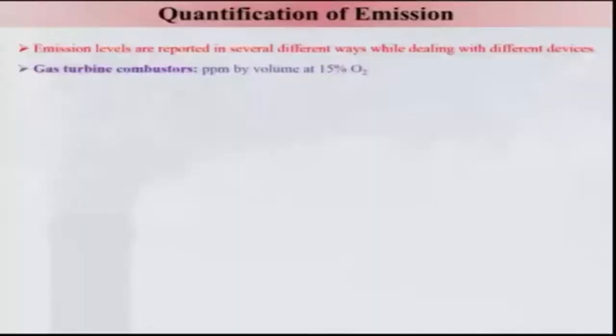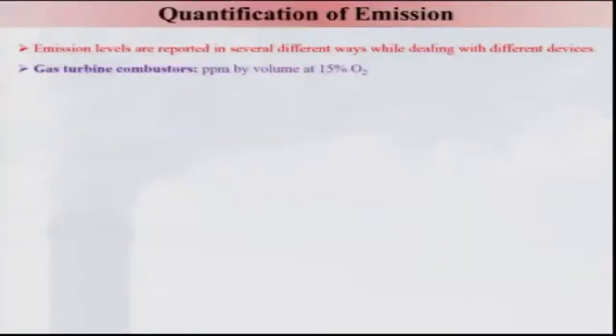For example, for gas turbine engines, people express the emission level as ppm, which means parts per million by volume at 15% oxygen level, because the oxygen level will also be different, so the ppm will be different. This is the standard way by which gas turbine combustor people quote or measure, expressing in terms of ppm by volume at 15% oxygen. However, furnace people quote the ppm level at 3% oxygen. Nowadays, in gas turbine combustors and other places, people are also going for emission index, which is independent of this oxygen level.